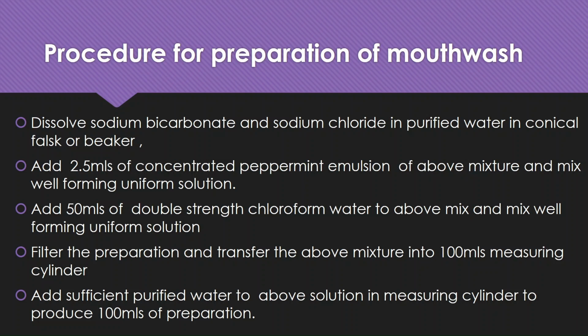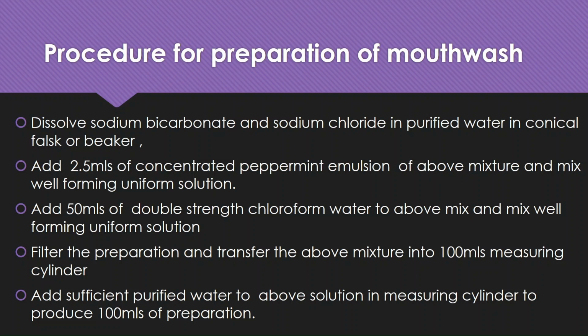To that resultant solution, we are going to add 2.5 mL of concentrated peppermint emulsion that we had already measured. We add it and then mix well, forming a uniform solution. If we are using a conical flask, we add it in the conical flask and then vigorously shake. If we are using a beaker, we are going to stir the solution.